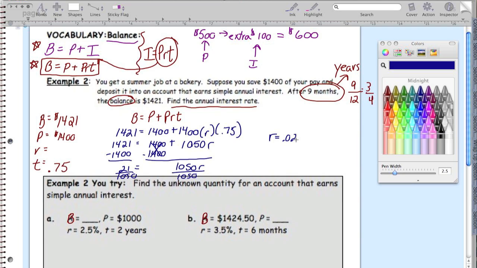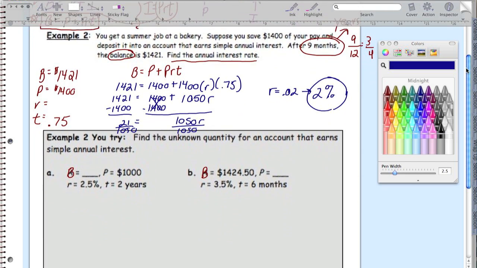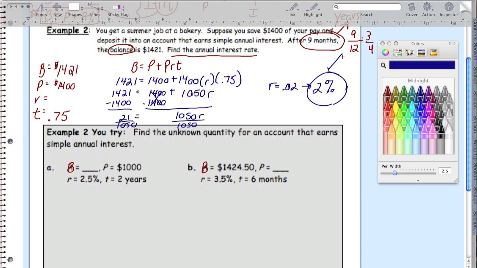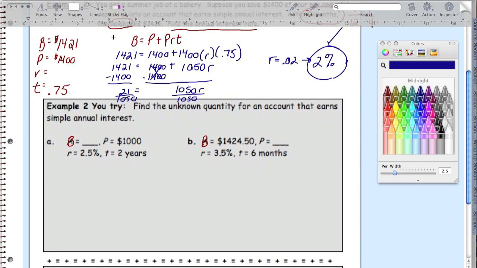R, when I divide those, is going to come to 0.02, but we remember we always turn it into a decimal, so now since we're working the other way we have to turn it back into a percentage. This is 2%, and that's very logical based on our other problems. So 2% annual interest rate, and we're good. You could always work backwards, substituting it in, to see if both sides equal.